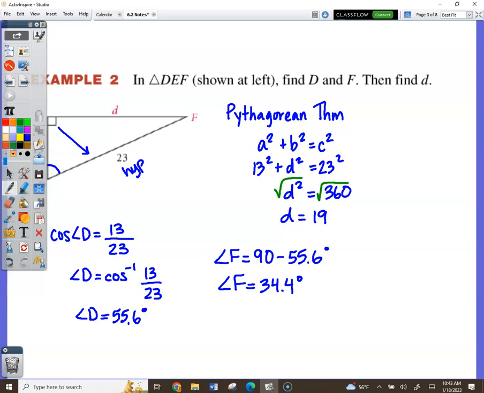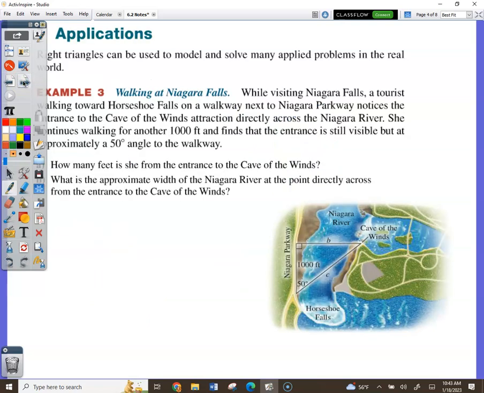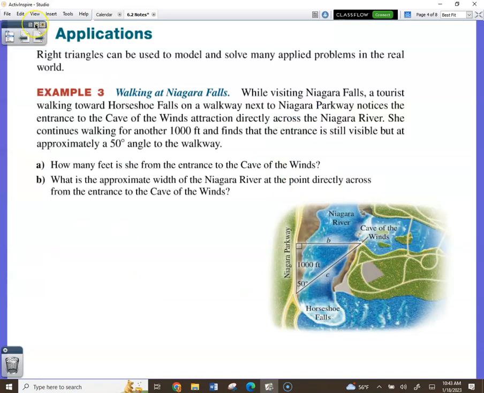All right, now let's apply it in a word problem. You're walking at Niagara Falls. A tourist walking toward Horseshoe Falls on a walkway next to the Niagara Parkway notices the entrance to the Cave of the Winds attraction directly across the Niagara River. That is a mouthful sentence. She continues walking for another 1,000 feet, finds the entrance is still visible, but at approximately a 50-degree angle to the walkway. Having said all of that, thank goodness there is a picture here.